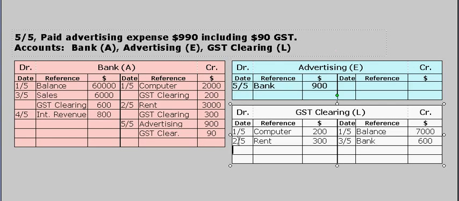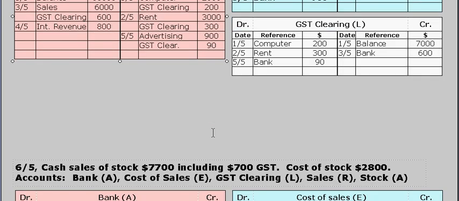And because you made a payment of GST, that reduces the GST liability. So a debit entry into the GST clearing account, cross-references bank, the amount was $90. So there's two debits, one to GST clearing to reduce the liability, one to advertising, $900 to recognise the expense, and those two debits equal these two credits to the bank account, advertising $900, GST clearing $90. The total value of the debits equals the total value of the credits for every transaction.